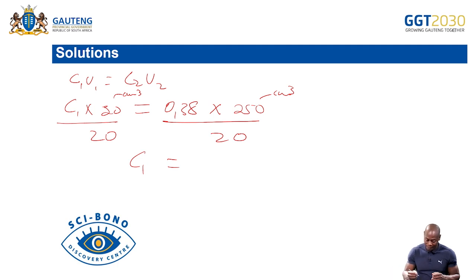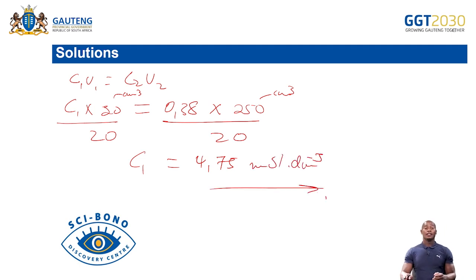So what are we getting here? 4.75 mole per cubic decimeter. And you can see this concentration is for a concentrated solution. You can see the concentration is above 1, right? So it's what we were looking for.